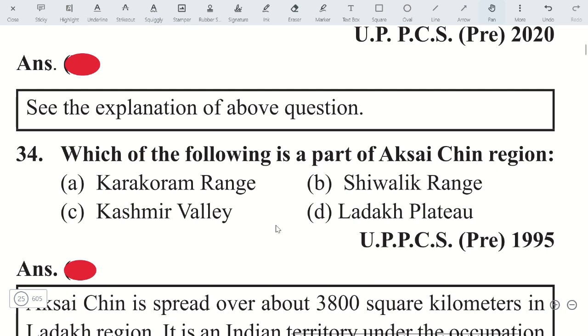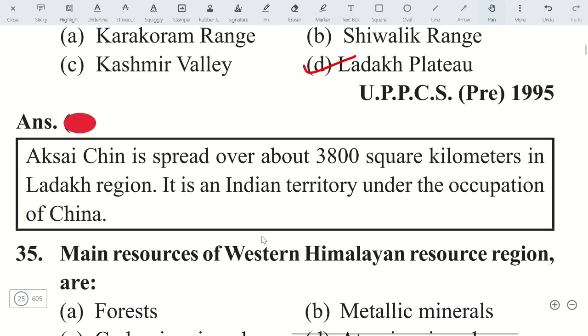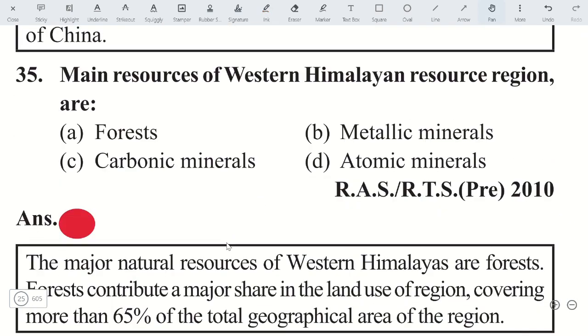Next, which of the following is a part of the Aksai Chin region? Actually, Aksai Chin region comes under the Ladakh Plateau. Next question. The main resource of the Western Himalaya resource region is actually forest, because almost 65% of the area is covered by forest.